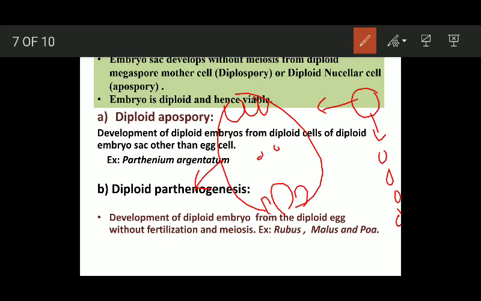Okay, or there is one more way of producing the diploid embryo sac, that occurs when some of the nucellar cells directly give rise to the embryo sac which is diploid. So either the diploid megaspore mother cell or the nucellar cell, they can give rise to embryo sacs which are diploid. So you have the diploid embryo sac. Obviously the embryos that will originate from this diploid embryo sac will be diploid. So the embryo is diploid, and hence these embryos are viable.